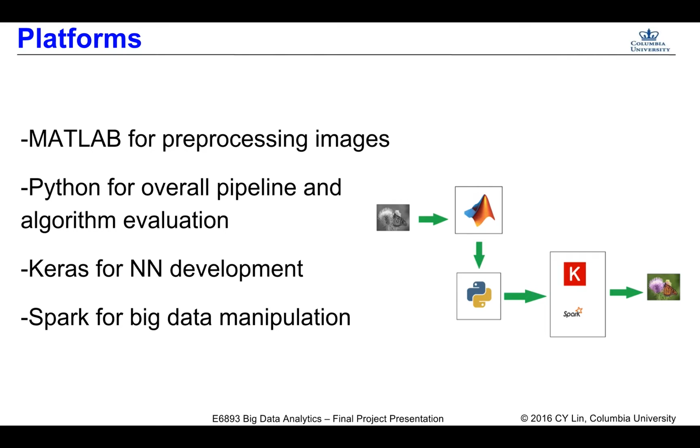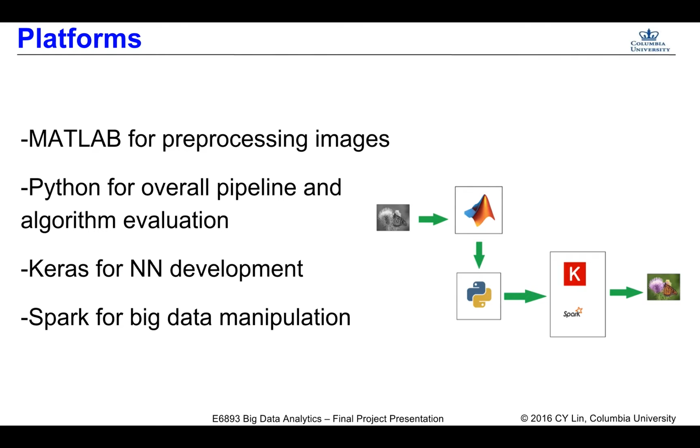Python was ideal for the overall pipeline and algorithm evaluation. It has an API for almost everything we used. It's got a lot of libraries, and its frequent use with distributed deep learning projects made it an ideal choice for us. Between importing MATLAB data files through SciPy and the PySpark API, we were able to integrate all of our software tools seamlessly with Python.